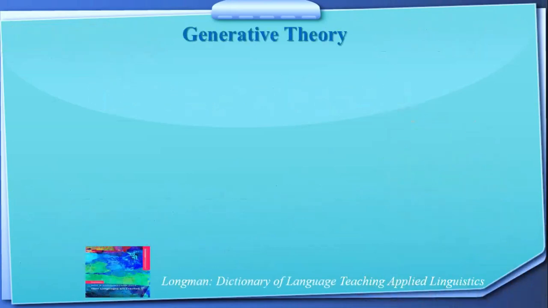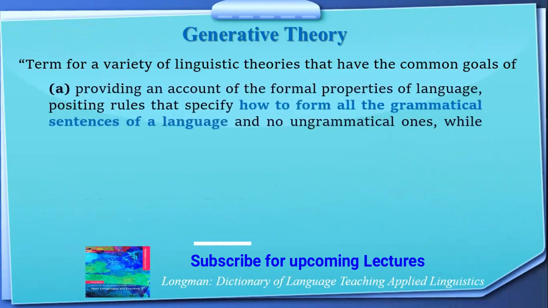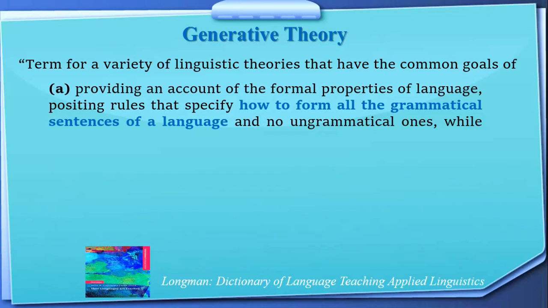This definition is taken from the Longman Dictionary. Generative theory is a term for a variety of linguistic theories that have common goals. When we talk about generative theory, this term is actually used for a variety of linguistic theories that have the common goals. And those goals are: number 1, providing an account of the formal properties of language, positing rules that specify how to form all the grammatical sentences of a language and no ungrammatical ones. So this is the number 1 definition.